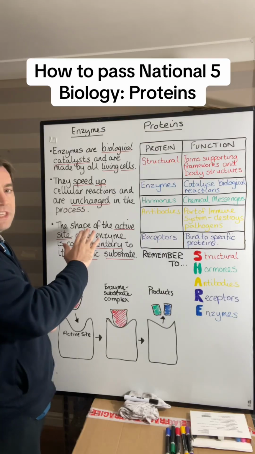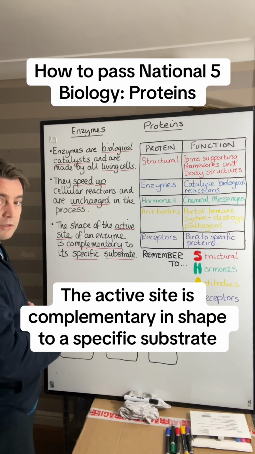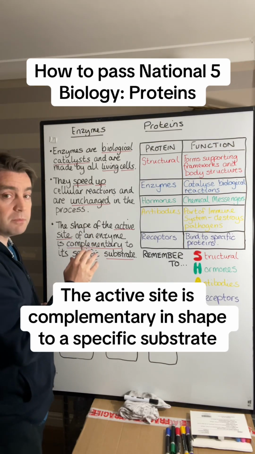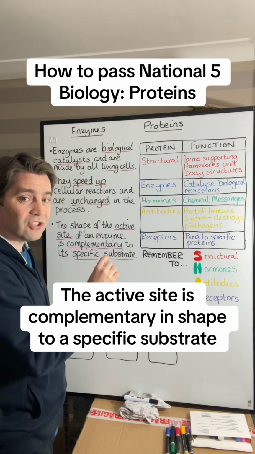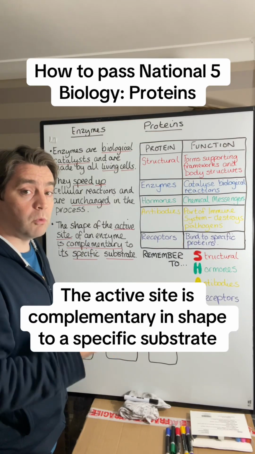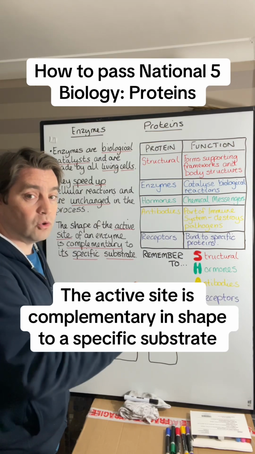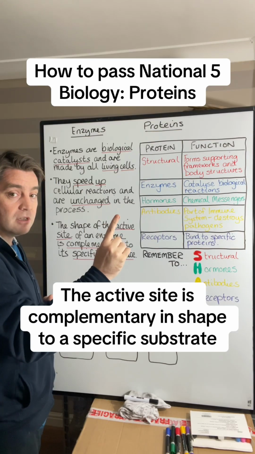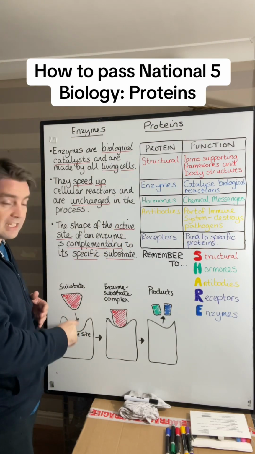Now the shape of the active site, that's this area here on the enzyme. The shape of that active site is complementary to a specific substrate or substrates. So it's complementary to a specific substrate. Now we've used that word complementary before when we were talking about base pairs, which means that only one particular thing goes with another particular thing. In this case, only one substrate fits in or is complementary to one active site on an enzyme.